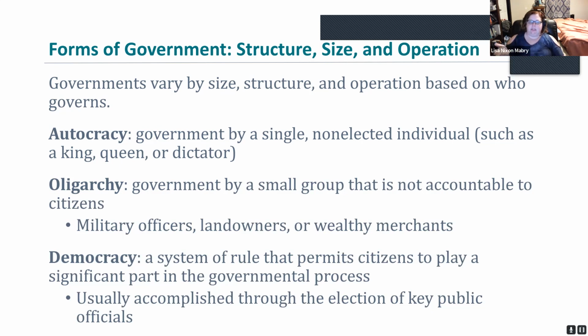So it's not like our system where we can kick people in and out of office, we vote. It's a group, it's a team effort, right? It's not quite that way. So it's not a single person like in an autocracy, but it isn't a democracy like our system is. A democracy is a system of rule that permits citizens to play a significant part in the governmental process. So that's us. Elections are held to elect key public officials. So we are considered to be a democracy based on the fact that we do that.